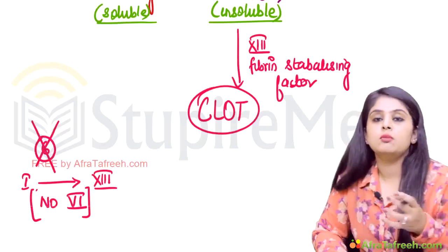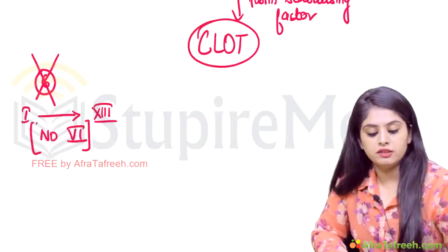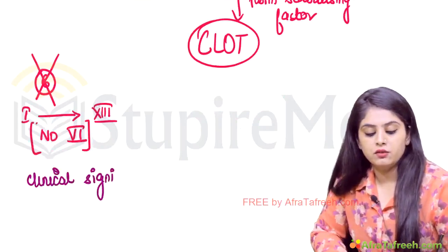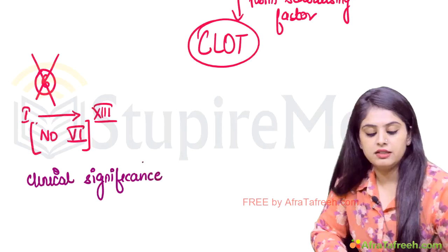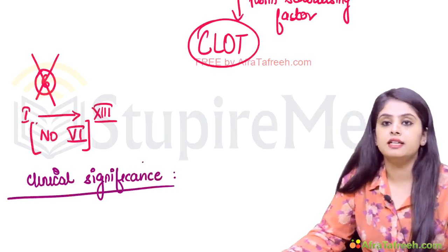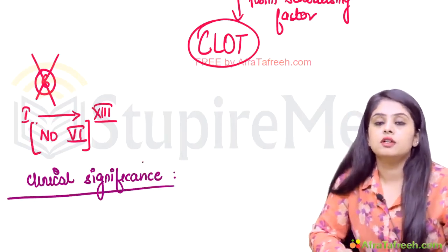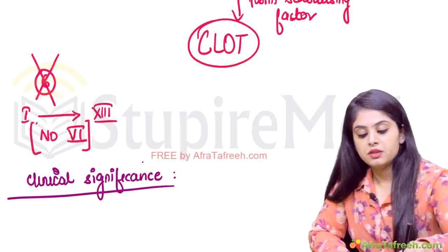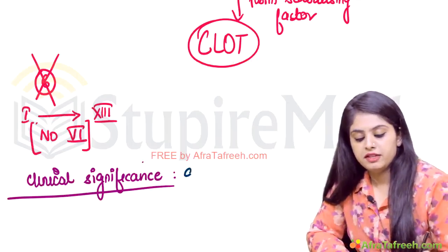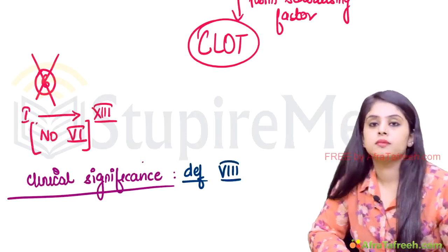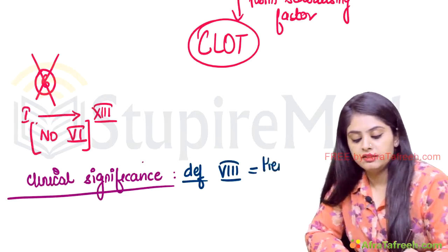Now what is the main aim of knowing about all of this? First of all, what is the clinical significance? The clinical significance of knowing about this is that if any clotting factor, say clotting factor 8, clotting factor 9, is deficient, clot formation will not occur, and the patient will have bleeding manifestations. So students, for example, if there is a deficiency of clotting factor number 8, this is going to result in a disease known as hemophilia A.